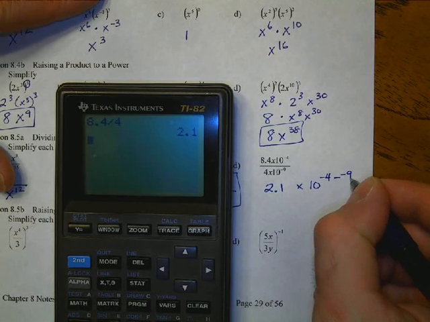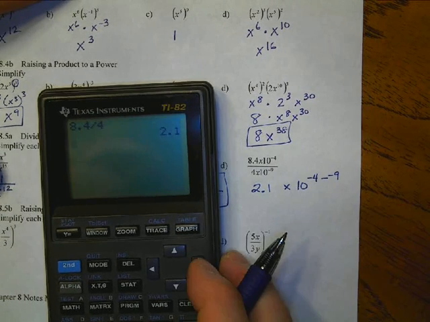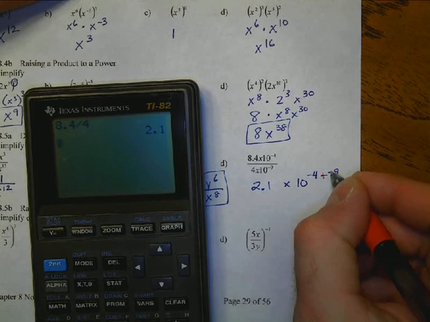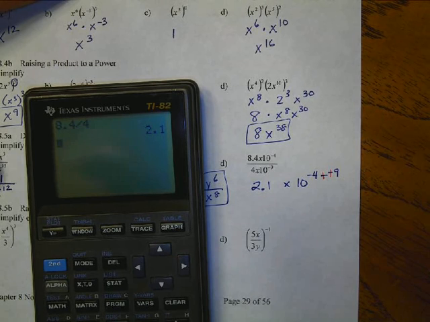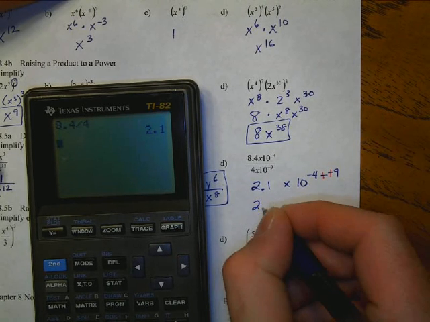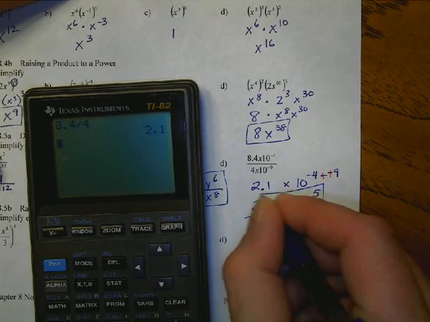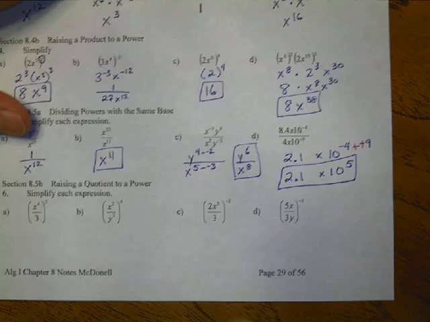Then we take our exponents. Negative 4 minus negative 9. Think of these two minuses as floating kind of around. What do they become? Well, two minuses together become a plus. So, what is our answer? It's just 2.1 times 10 to the 5th.